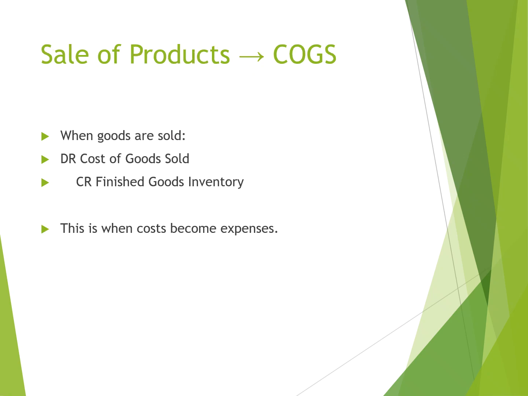When the product is finally sold, that is when the cost becomes an expense. We debit cost of goods sold and credit finished goods.